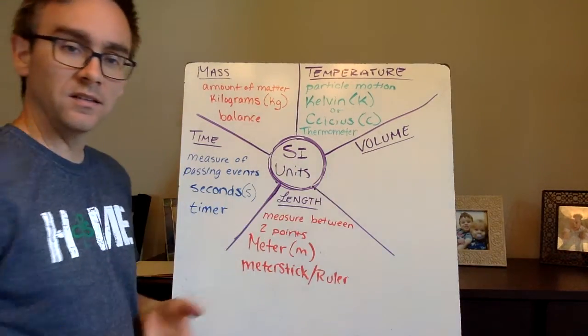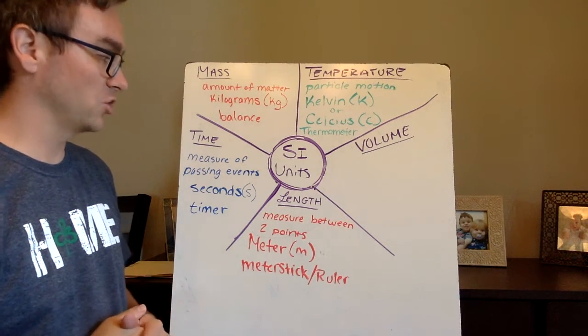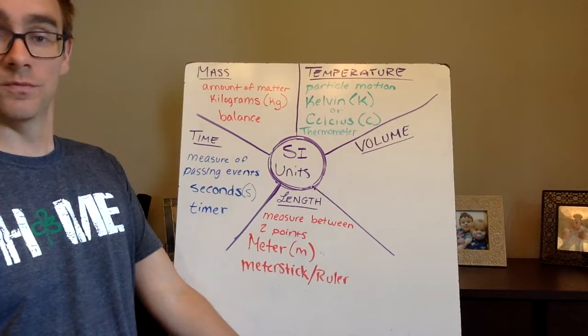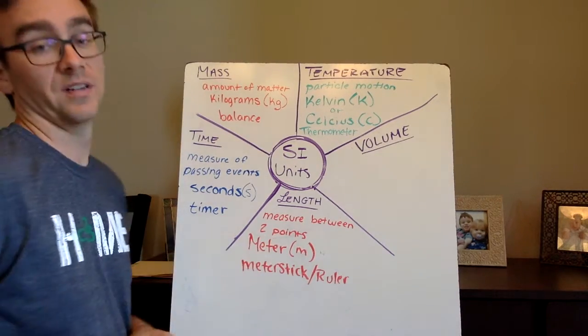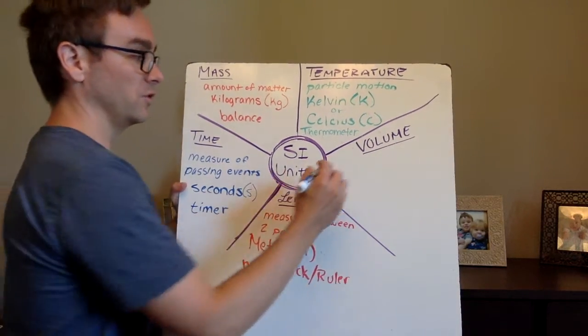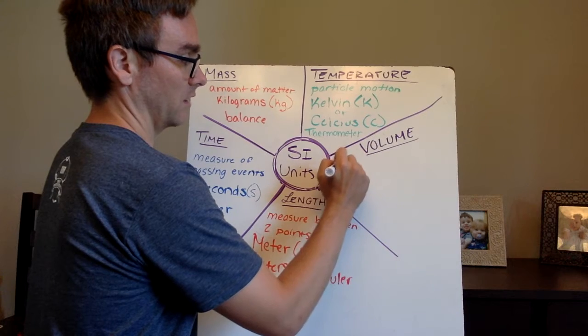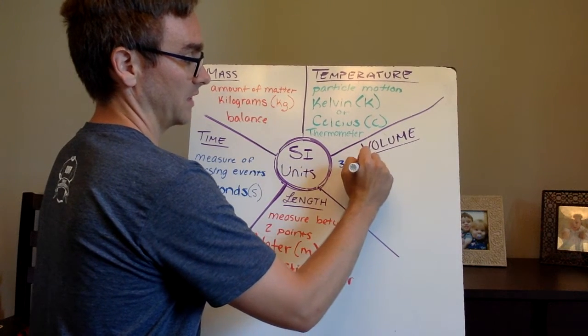The last one is not technically an SI unit, but we will be talking about it, so I briefly want to mention it, and that is volume. And it's not technically an SI unit because it's actually just more of a measurement of length. It's a combination of length. All right. Volume is the 3D space taken.